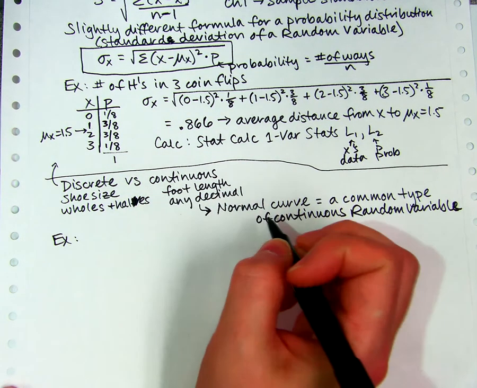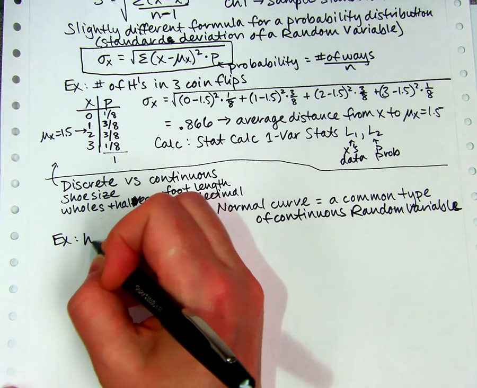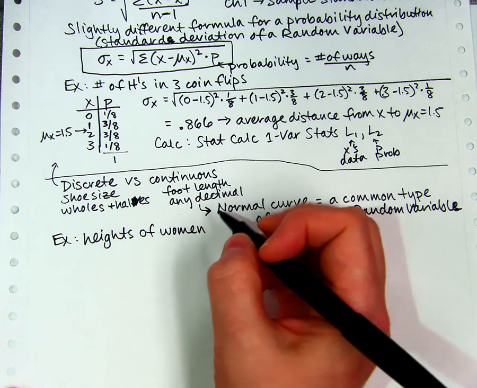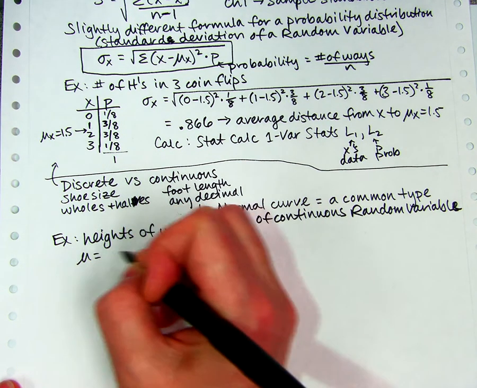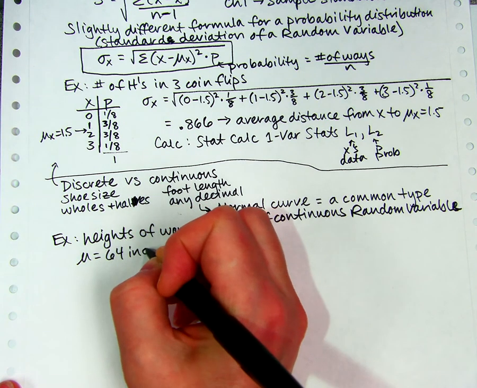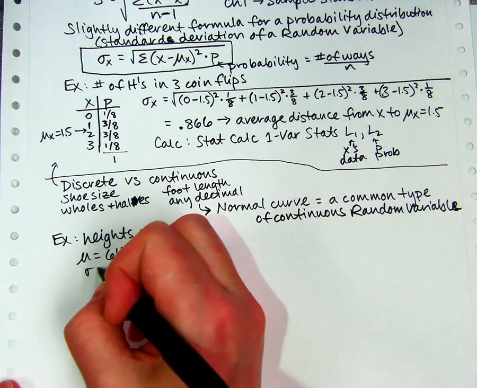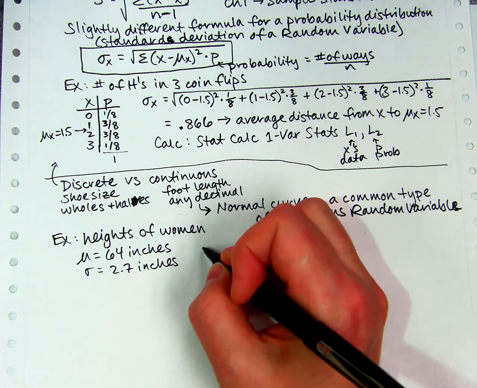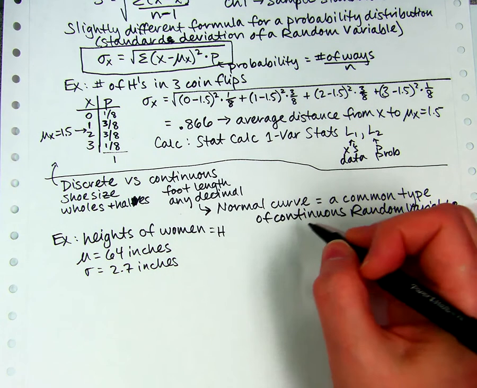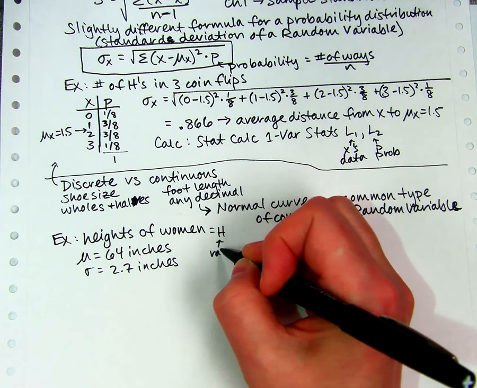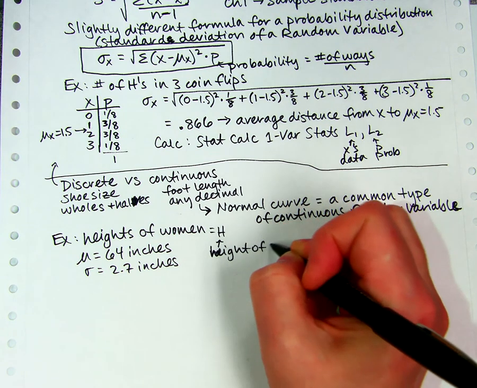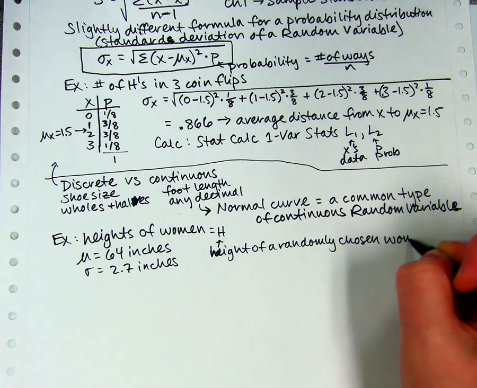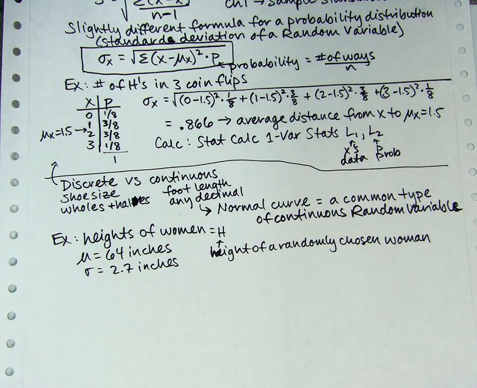So let's do, instead of foot lengths, because I don't have data on that, the heights of women. Heights are another thing that often come out approximately normal. And if we were in class, I would make you guess. The mean height of women is 64 inches. I think this is US, and it might be different worldwide, but anyway. And the standard deviation of heights of women is 2.7 inches. And we're going to say our random variable is H, which is the random height of a randomly chosen woman. And of course, it's approximately normal.